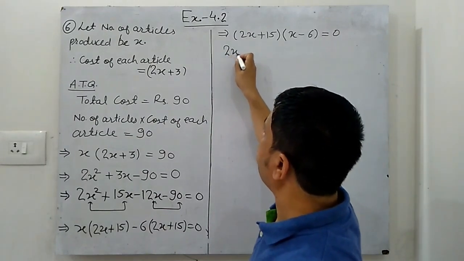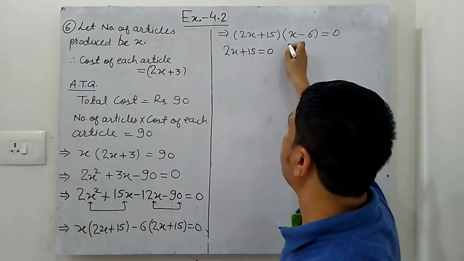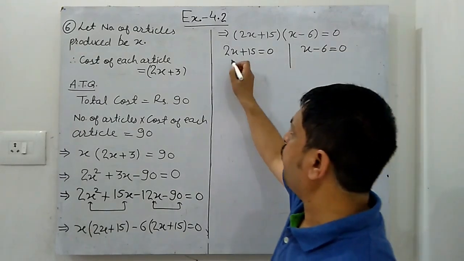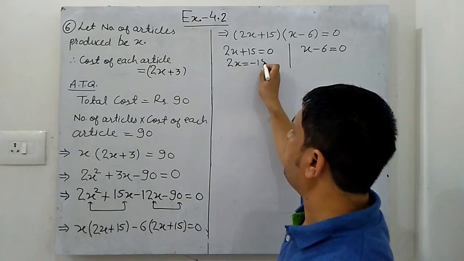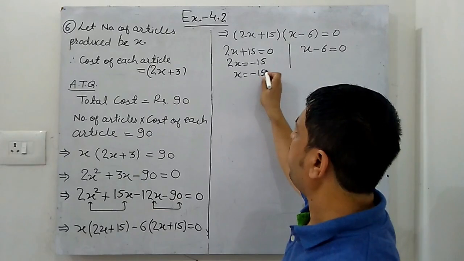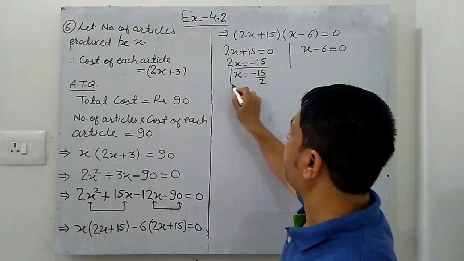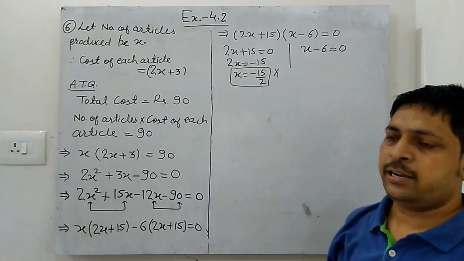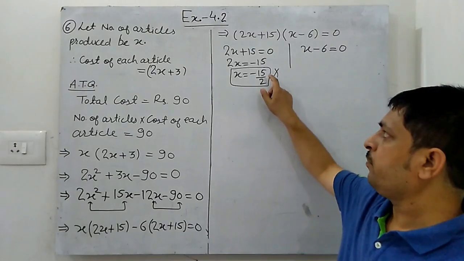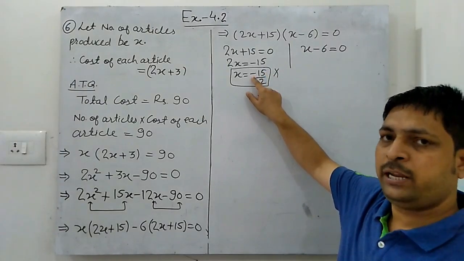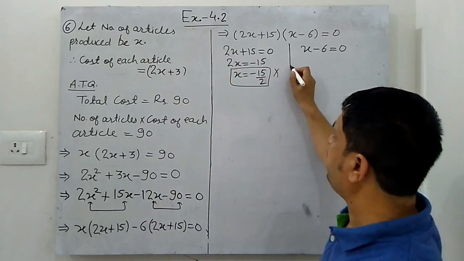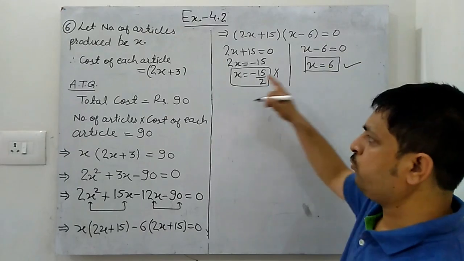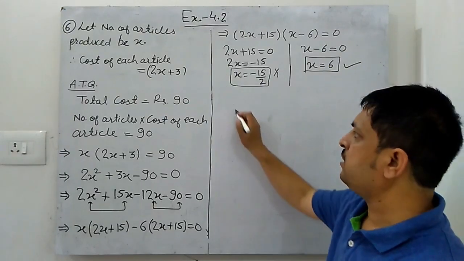So we can do 2x plus 15 equal to 0 and on the other side x minus 6 equal to 0. If we want to find the value of x from this side, the value of x will be minus 15 upon 2. This value will not be taken because what was x? X was number of articles, and number of articles cannot be fractional or negative. Clear? So this value will not be taken. From here the value of x will be 6. This value will be taken, and what was x? X was number of articles produced.